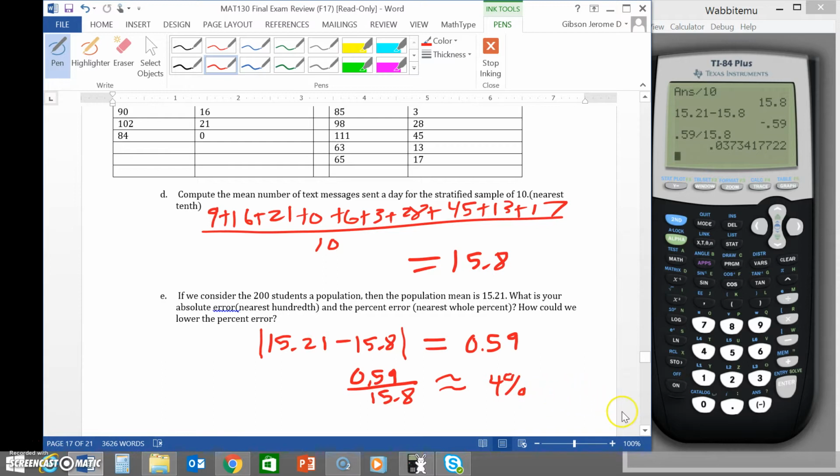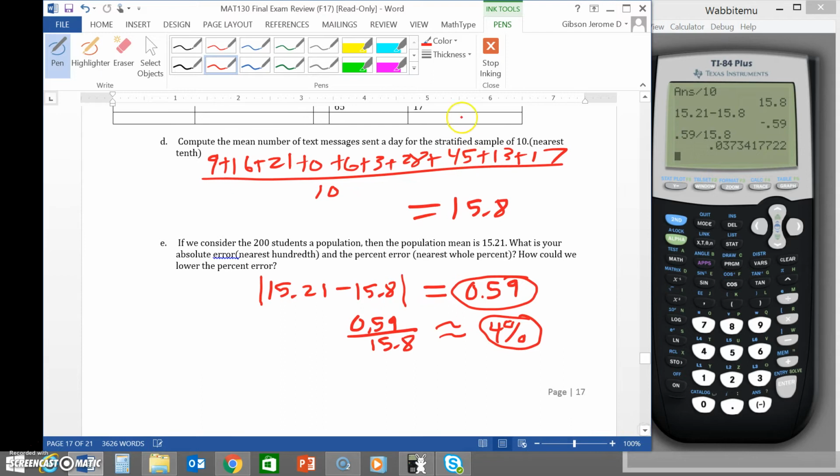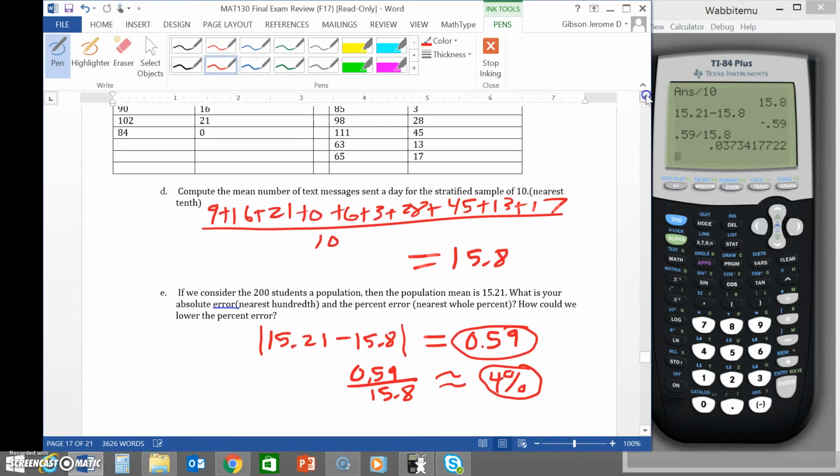All right. So now it says here, what is your absolute error and percent error? How could we lower the percent error? Okay, so now remember, this was your absolute error. This is your percent error. Now it says, how can we lower the percent error? Basically, if we got a larger sample that's more representative of the population and get the correct ratios of males to females. Okay, now, how I got these numbers for this table.